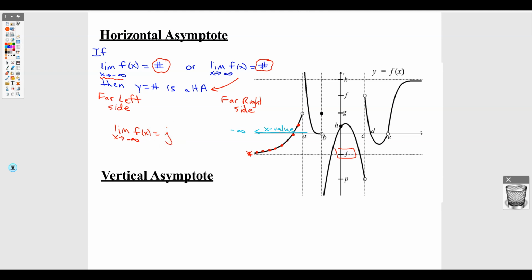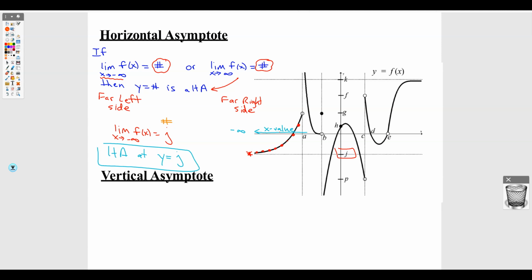Well, the number j, we're using a variable, but it's representing a number. So if the limit at negative infinity equals j, then we would say we have a horizontal asymptote at, and remember the definition of a horizontal line is y equals the number. So we would say our horizontal asymptote is at y equals the number j.